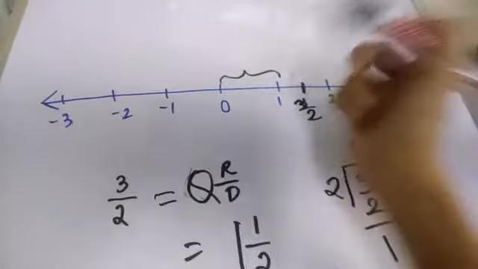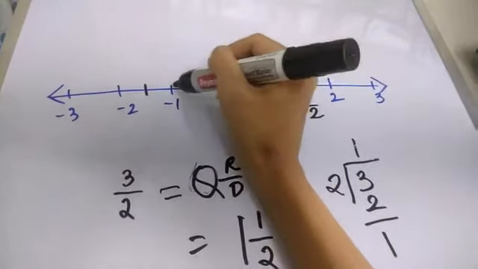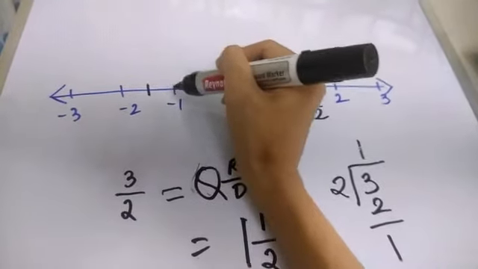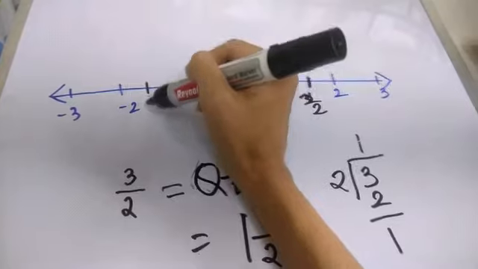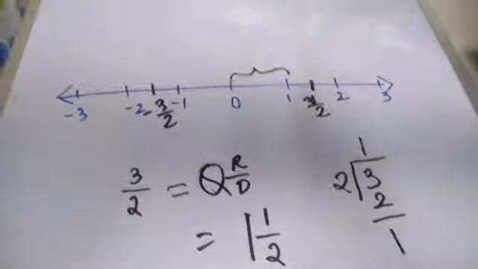Same thing, if you're doing negative, you're going to do minus 1 and then again 1 by 2 here. So between these two, you're going to divide it into 2 pieces and you're going to take only the first piece, and that's going to be minus 3 by 2. Let's do a few more examples.